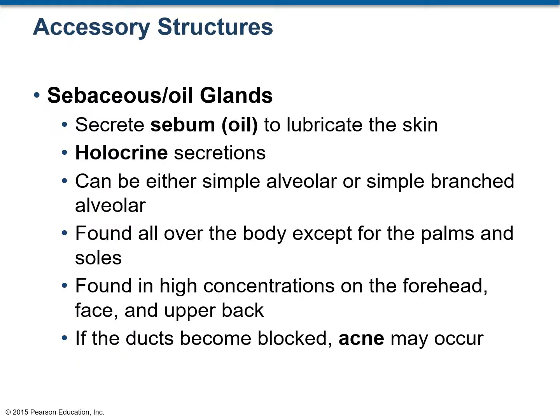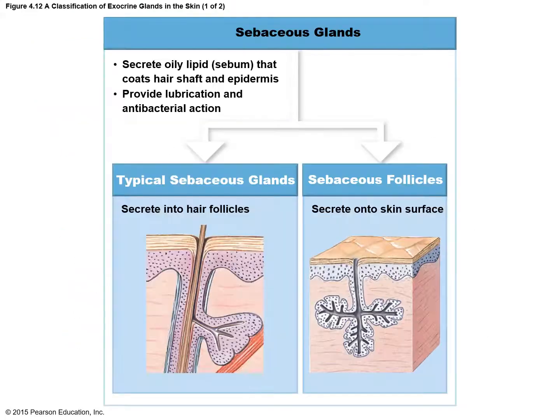The sebaceous glands are also known as oil glands. They secrete sebum or oil that keeps the skin moist. The mode of secretion is holocrine. Sebaceous glands are found everywhere in the body except for the palms and the soles, and if the ducts of these glands become blocked, then acne or pimples may occur. The sebaceous glands may secrete the oil either into the hair follicles or directly onto the skin surface. So their main function is to coat the hair shaft and the epidermis.